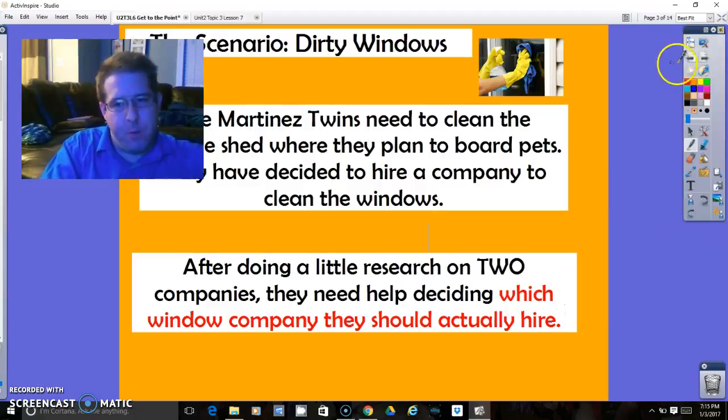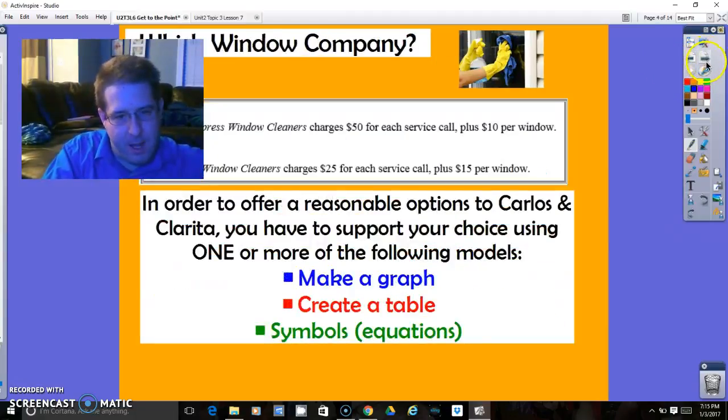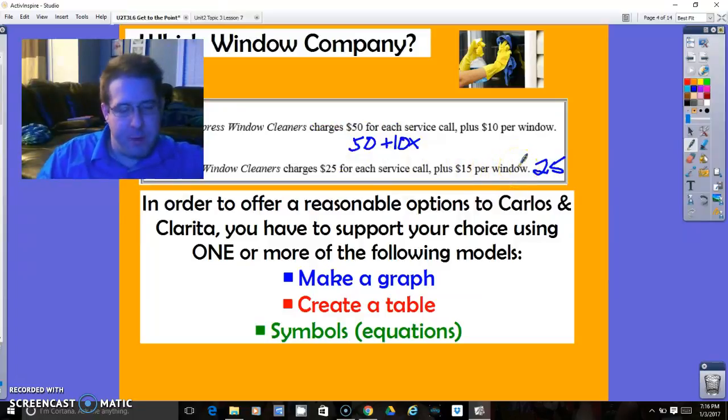All right, so we've finally got a new scenario in this lesson. So we are dealing with window cleaning in this case. So we have two companies. One charges $50 for the service call and then charges $10 per window. And the other cleaning company charges $25 for the call just to come to your place, because that's really how businesses work. They charge you to come to your place, and then they charge you based on per hour, in this case per window, $15 per window.